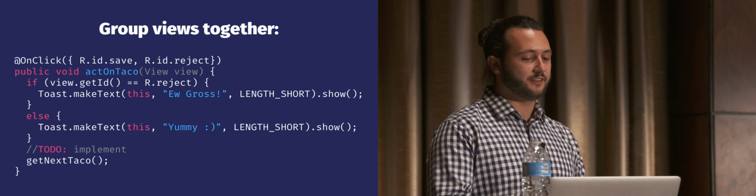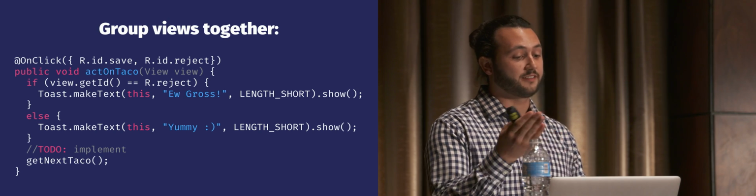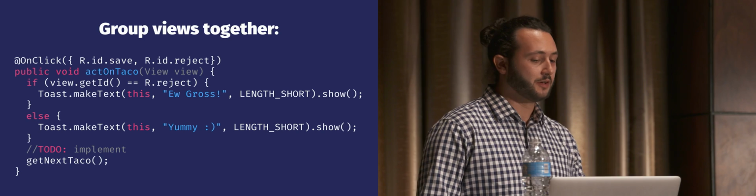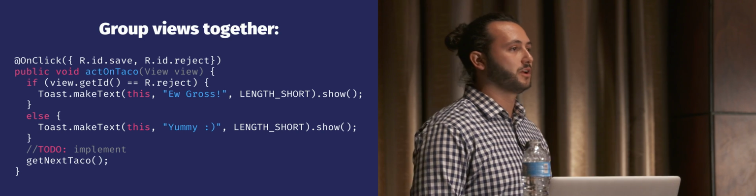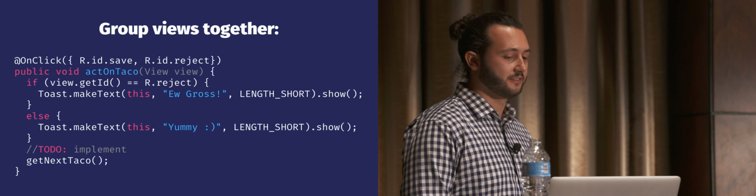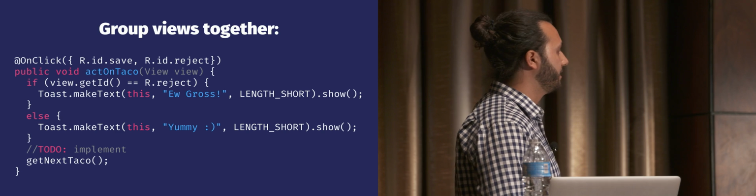So in this instance, if you click reject, I'm just going to make a toast that says you gross. If you click accept, we're just going to say yummy. But no matter what, I want this get next taco method to be called. So that's why I might want to bind these views together in this on-click listener. And I'm going to talk about what this get next taco method might do in the future slides.